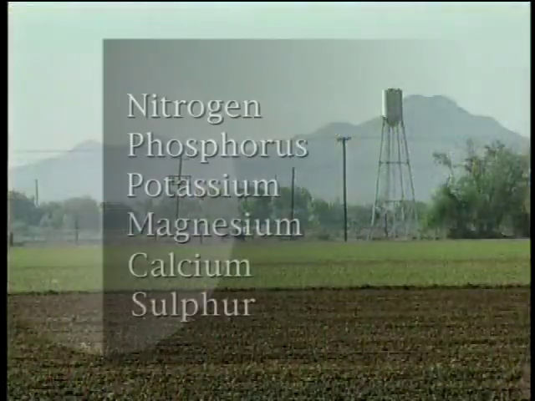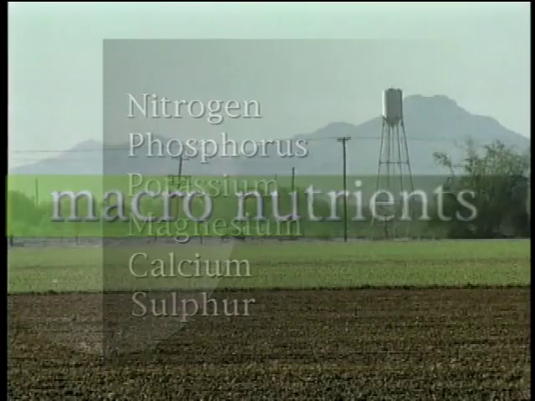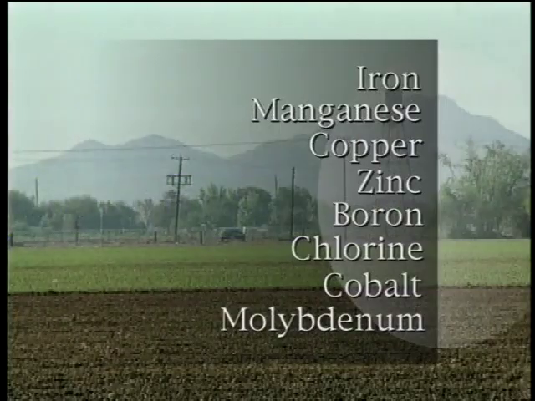The elements of nitrogen, phosphorus, potassium, magnesium, calcium, and sulfur are found in relatively large quantities in the soil and are considered macronutrients. The elements of iron, manganese, copper, zinc, boron, chlorine, cobalt, and molybdenum are found in relatively small quantities and are considered trace elements or micronutrients.